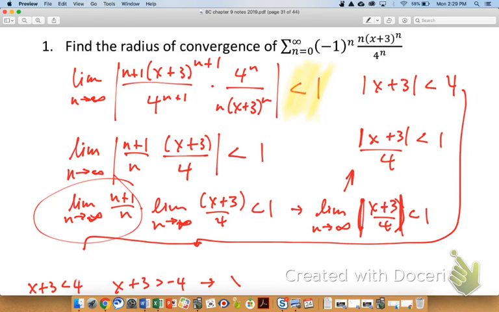Okay, so that would give you x is less than 1 and x is greater than negative 7. What we're going to find out in a little bit, and I'm going way past, these would be the endpoints of my interval of convergence. What number is exactly in the middle of 1 and negative 7? Negative 3. Centering point, negative 3.